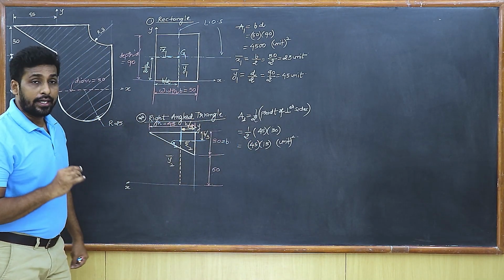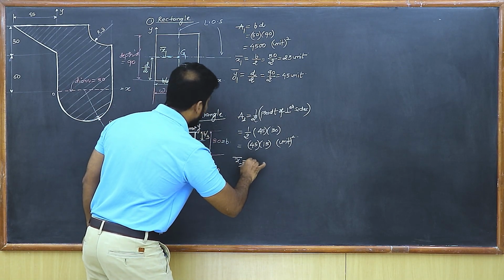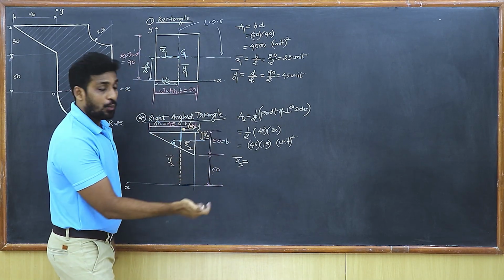Now let's move on to writing the x2 bar. So I'm going to write x2 bar here. x2 bar is going to be same as h/3.